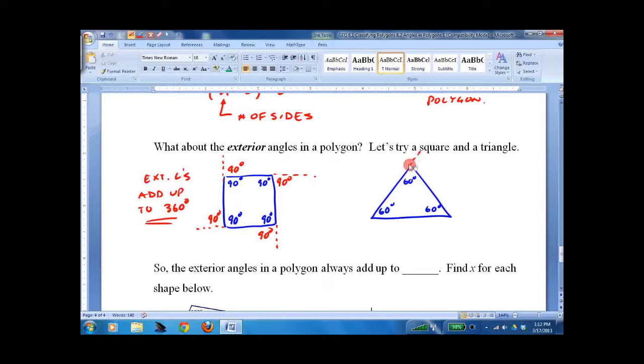How about this one? Again, make your pinwheel. This would be 120 degrees because they add up to 180. So 120 plus 120 plus 120 is 360 again. So exterior angles add up to 360 degrees. No matter what, they always add up to 360 degrees, which is really weird. Doesn't make any sense. The more sides you have, the more they should add up to, or less, or something, but no, it works. Always add up to 360.